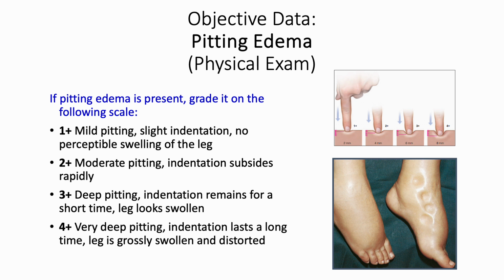You see here, you're looking for edema, and edema is any swelling and accumulation of fluid. If it's just mild, we call that a 1+. You see here, 2 millimeters. It goes all the way up to 4+. And when it's 4+, this is what you're seeing here. It's very deep, it's pitting, and this indentation is going to last a longer time. Usually the whole leg looks very swollen and distorted. Important for you to know the different gradings for edema.